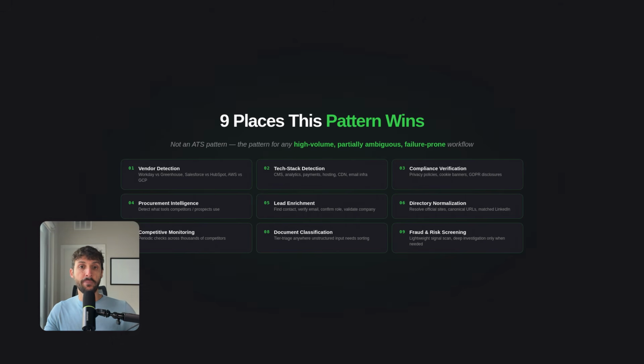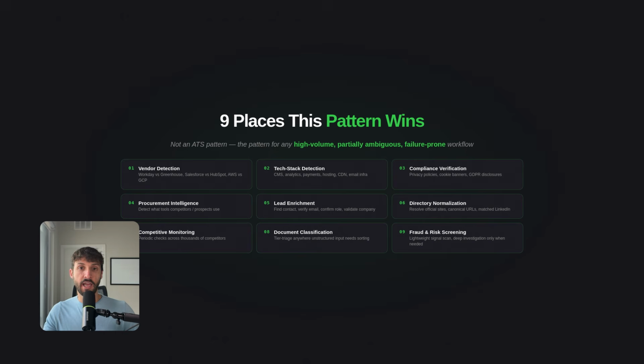Same architecture. Cheap pass scrapes the obvious signals, medium pass classifies, heavyweight only fires when signals conflict. Second example is tech stack detection: CMS, analytics, payment processors, hosting providers, CDN, email infrastructure. This one maps almost perfectly onto the same pipeline. Most of the time you can detect a stack from response headers and inline script. Sometimes you need a rendered browser. Run it as a tiered cascade and you get accurate detection at scale for a fraction of what a tool like BuiltWith costs you per record.